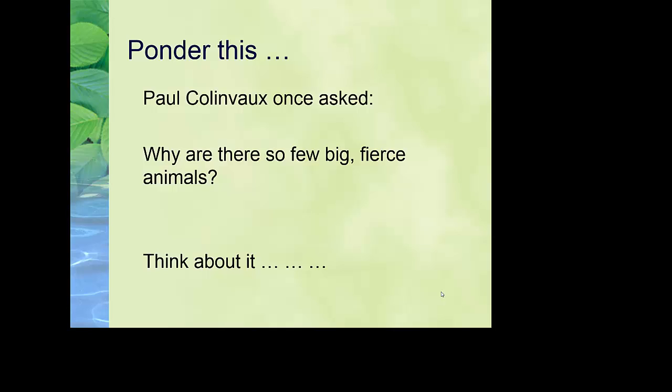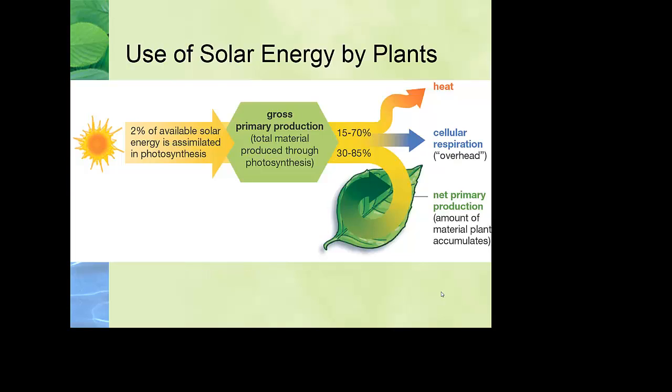Why? Well, when we look at energy transfer, it turns out that only about 2% of the sunlight that reaches the surface of our planet gets converted or assimilated into what we call gross primary production. So essentially builds plants. Okay?